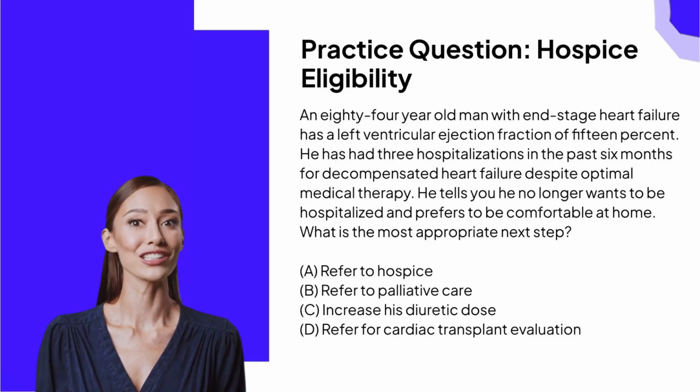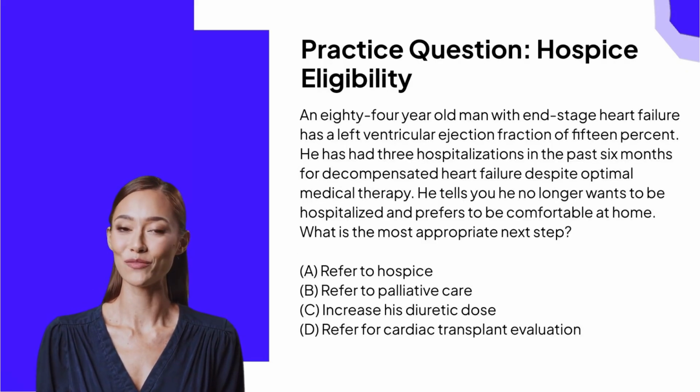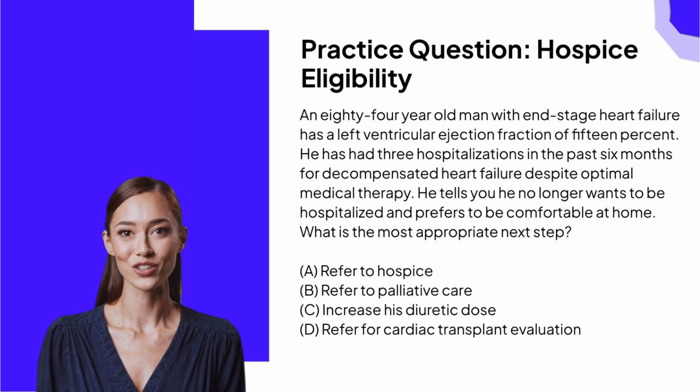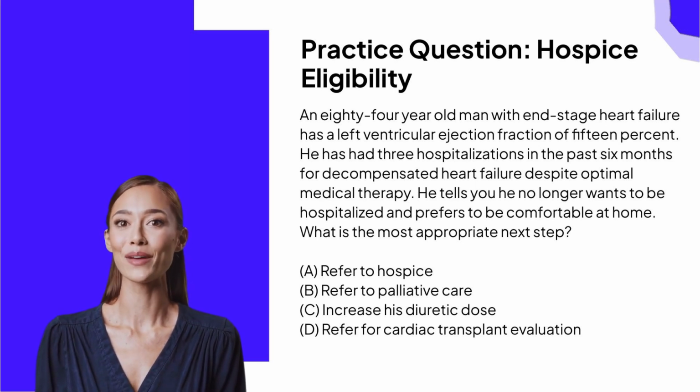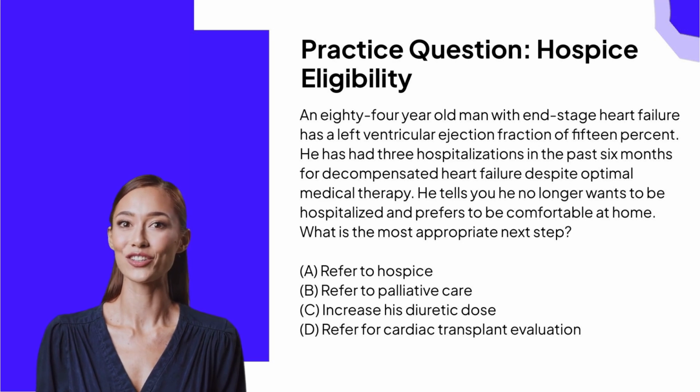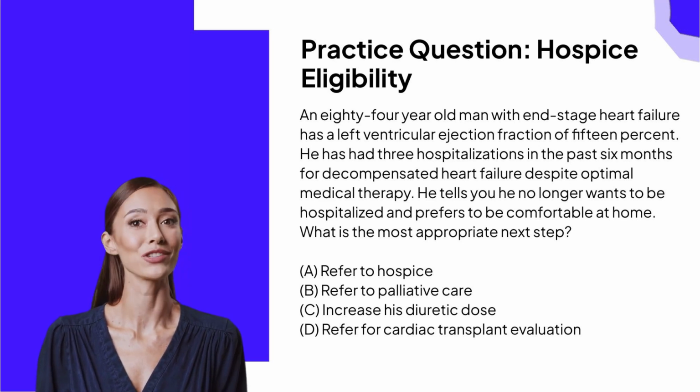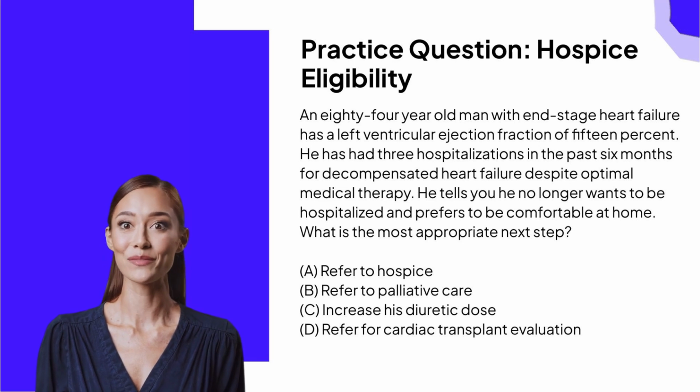Here is our third practice question. An 84-year-old man with end-stage heart failure has a left ventricular ejection fraction of 15%. He has had 3 hospitalizations in the past 6 months for decompensated heart failure despite optimal medical therapy. He tells you he no longer wants to be hospitalized and prefers to be comfortable at home. What is the most appropriate next step?